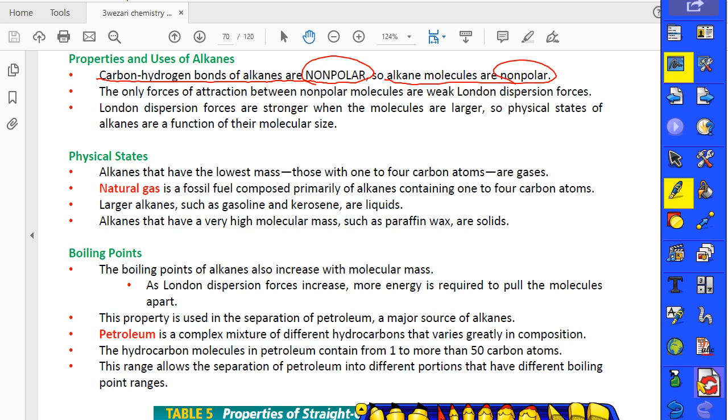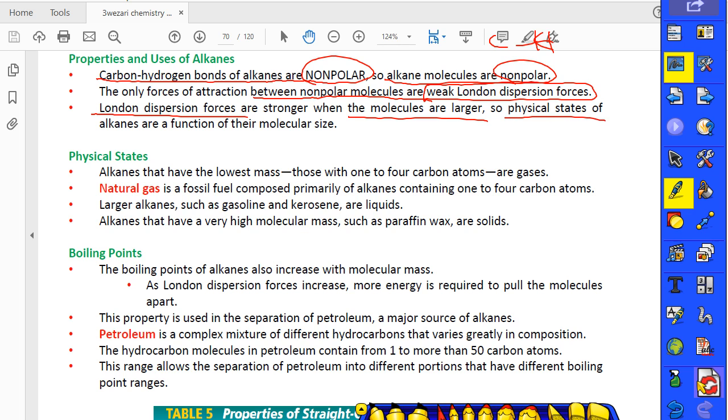Because alkane consists of what? Carbon and hydrogen. So the only attractive force between the non-polar molecules is the weak London dispersion force. It's not very important, but you have to know that one. The London dispersion force depends on the size of the molecule. If it's large, it has more force. If it's a small molecule, it has a low London dispersion force between the particles. The attraction is lower.